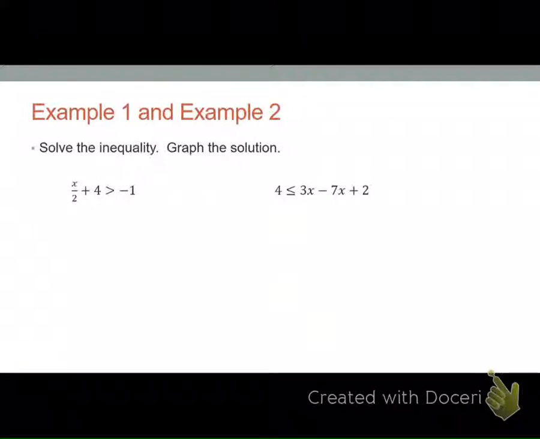But in this case, we actually have solutions that are less than or greater than, so we have to shade in one direction or the other. Before we get started though, we're going to start with the first example there, Grace. What would you do first to get this x isolated?